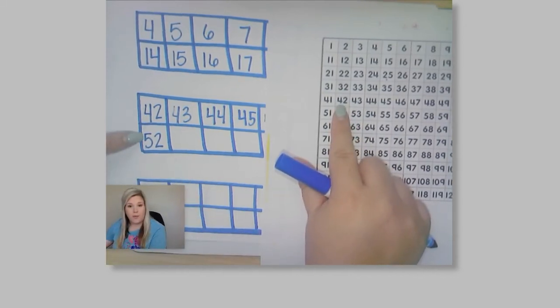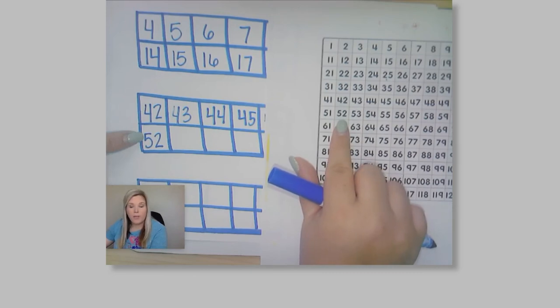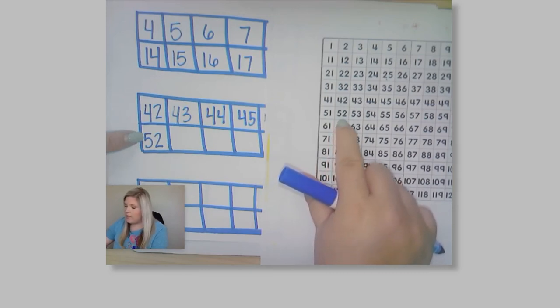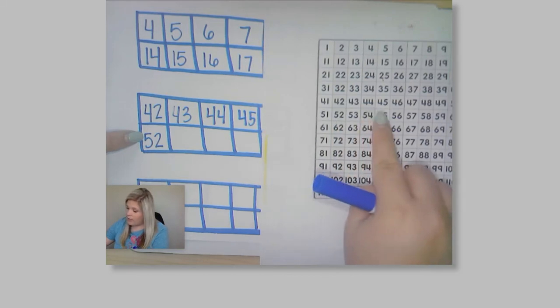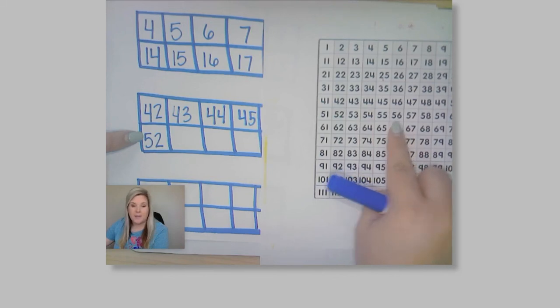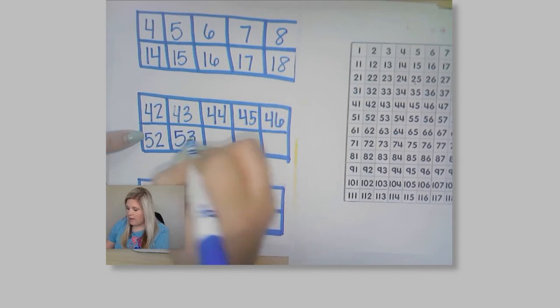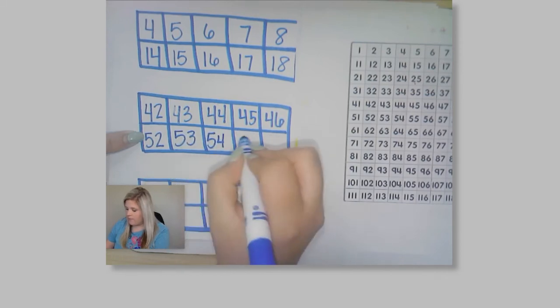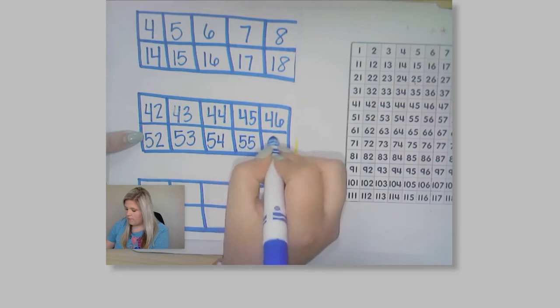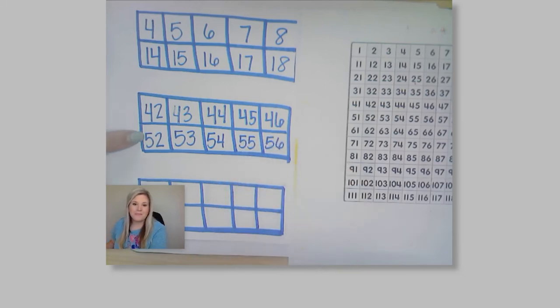Next, I'm going to find the number 52, which is right below the number 42 on our 120 chart. And I'm going to find the next four numbers: 53, 54, 55, 56. I'm going to add those numbers into my chart as well. Does your chart match my chart now? Excellent job.